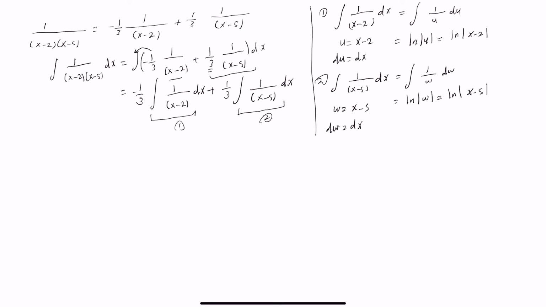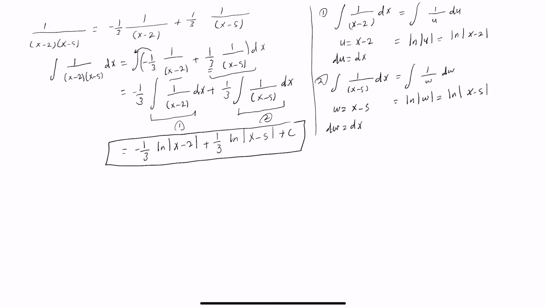Now let's put the antiderivatives back in. This is equal to minus 1 over 3 times the antiderivative of number 1, which is the natural log of the absolute value of x minus 2, plus 1 over 3 times the antiderivative of number 2, which is the natural log of the absolute value of x minus 5, and we don't forget the constant plus C. That should be the antiderivative of the integral. Note this integral can also be solved using the table of integration.